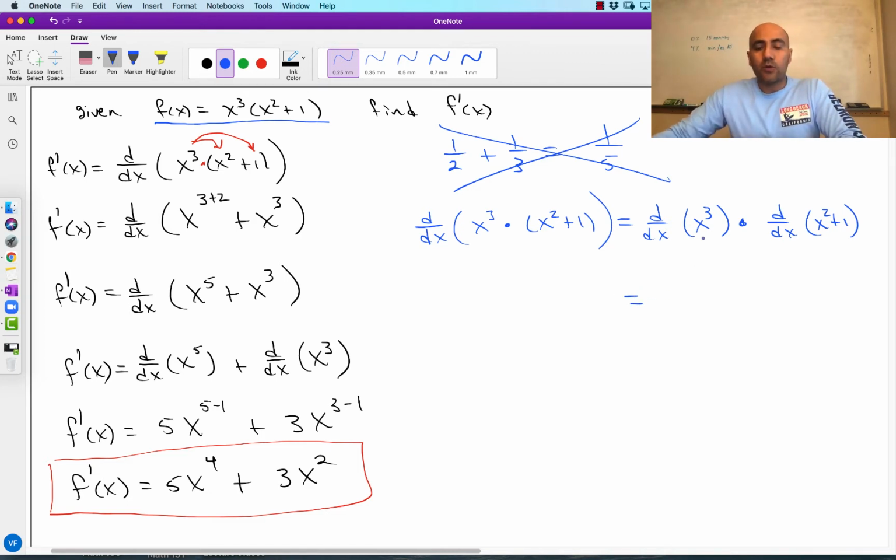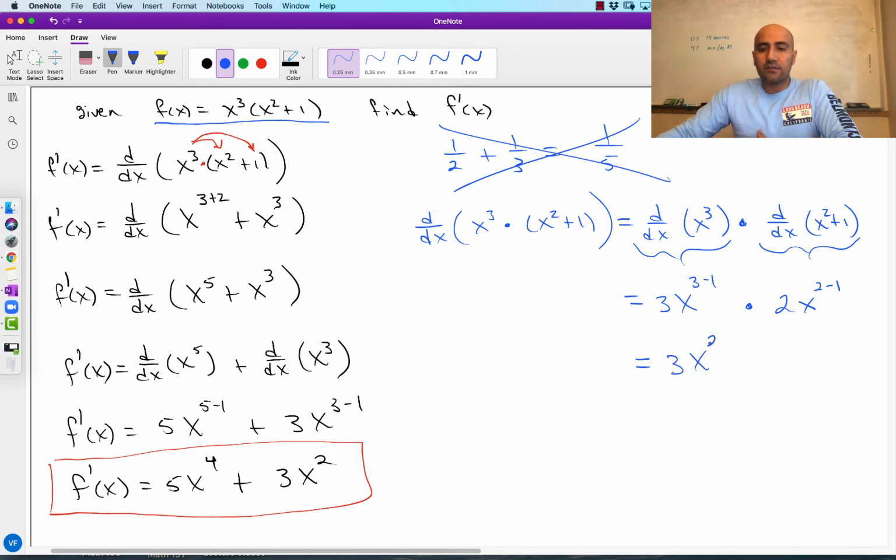Okay, well, let's explore what happens in that case. When we take the derivative of the first one, this is a nice power rule. So this becomes 3x to the power of 3 minus 1. That takes care of this. And now this is a nice polynomial. We know we can separate it into pieces, and we know that the derivative of 1 is 0. So this is going to end up being 2 times x to the power of 2 minus 1. Simplifying that, we would get 3x squared times, and then this is 2x to the power of 1, right?